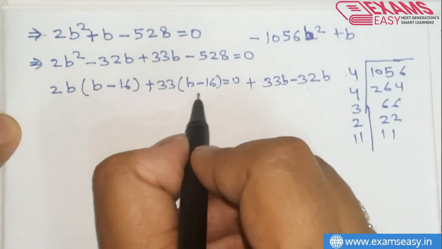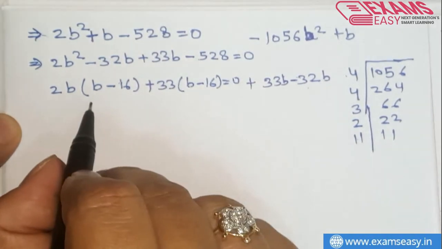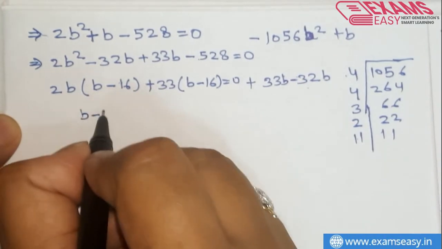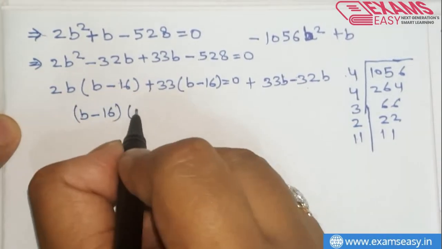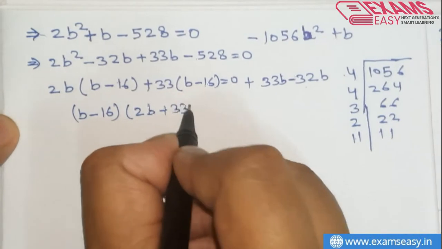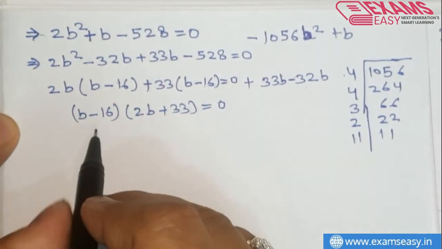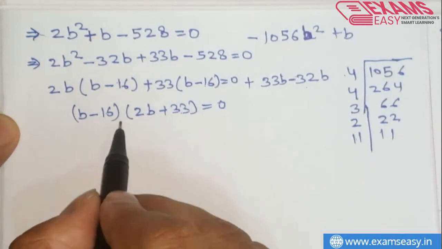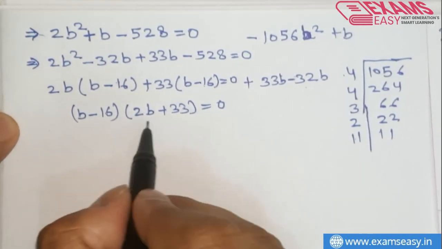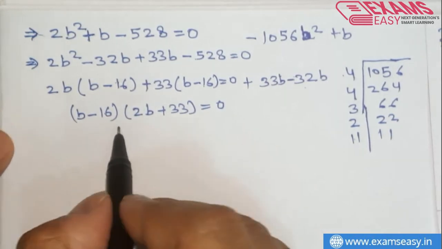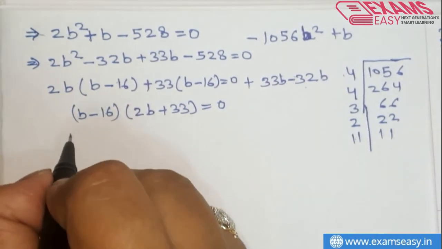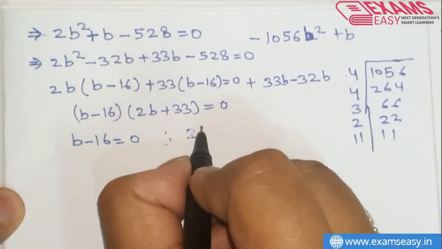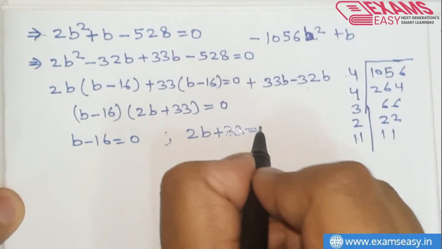Friends, the bracket term is the same, so we have taken it common, correct. Now take B minus 16 as common. So B minus 16 we take, and 2B plus 33 is equal to 0. The product of two expressions will be 0 only when either of these is equal to 0. So it will give us two cases. One case will give us B minus 16 is equal to 0, and another case will give us 2B plus 33 is equal to 0.